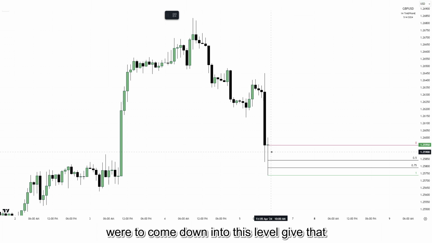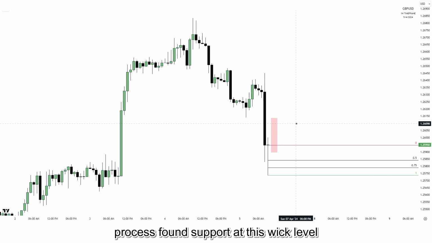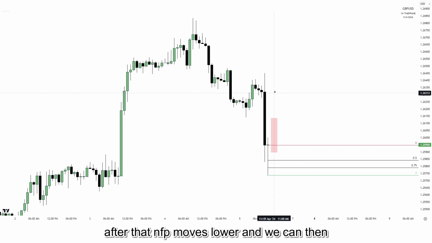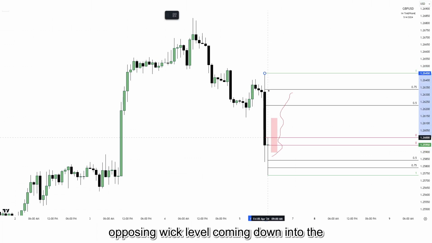But if price were to come down into this level, give that rejection and push higher, then that would indicate price has found support at this wick level after that NFP move lower, and we can then anticipate higher prices back up into this opposing wick level.